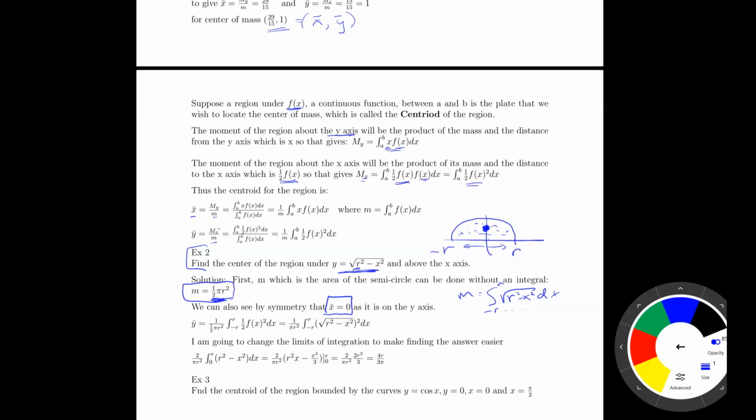Let's go find our y bar. Our y bar would be 1 over the mass, and then the integral from negative r to r of 1/2 f of x squared. Squaring the radical makes it nice, so I just get to take the integral of r squared, which is a number, so that's r squared x. Plug in the limits of integration, there it is.